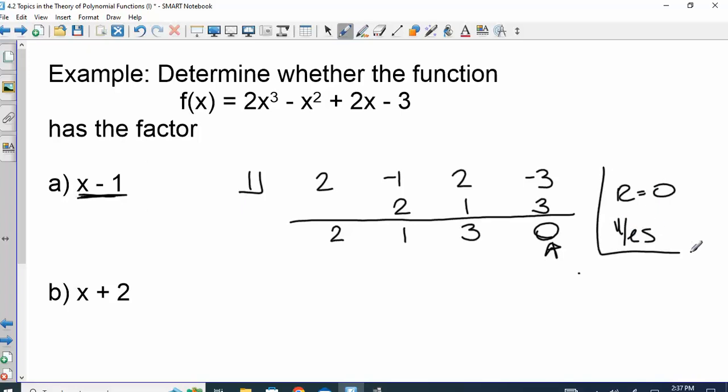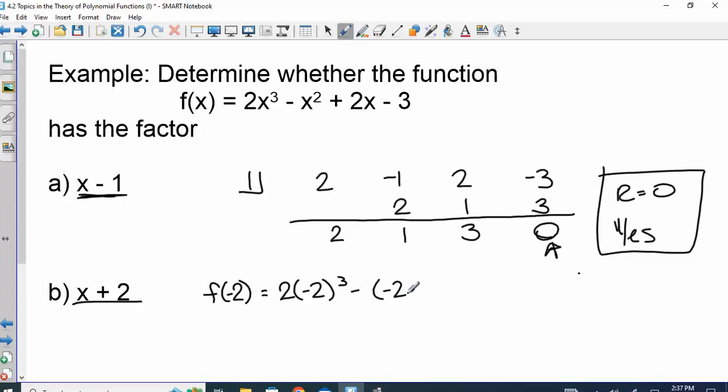All right, the second way: if I have a factor of x plus 2, what's the 0? You could do synthetic division, or since all I want to know is does it come out evenly, I could just plug in the negative 2. What do you get?